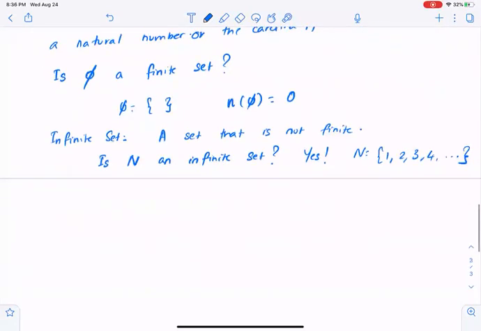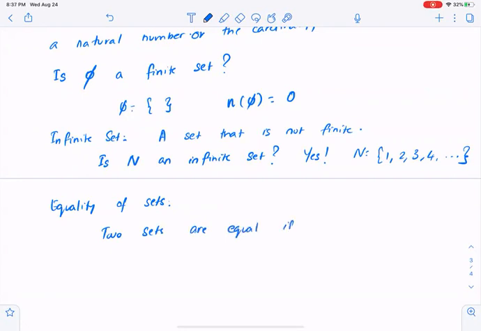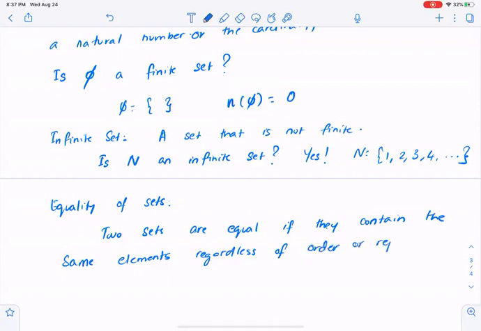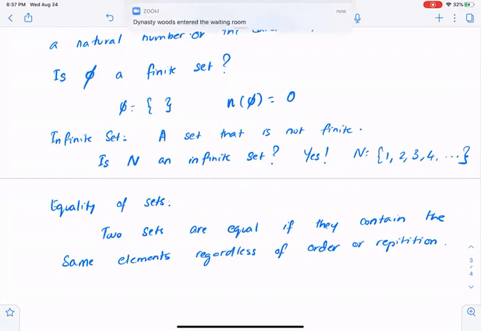So, equality of sets. Two sets are equal if they contain the same elements regardless of order or repetition.